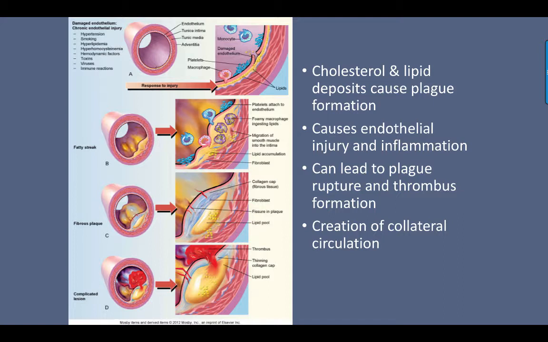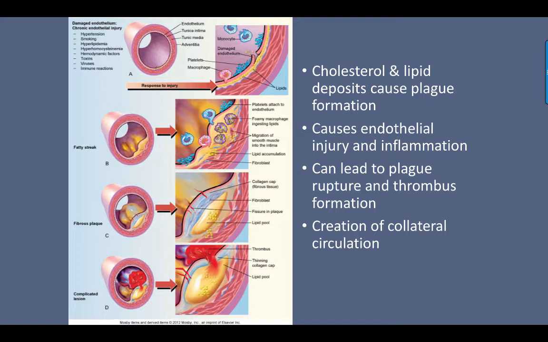Or the most serious, of course, is to have a complete occlusion of this coronary artery, and that causes a myocardial infarction, right? Because the myocardium needs oxygen, it needs blood flow, and when the artery becomes occluded, the area of the heart that it's feeding is not going to get blood, and therefore it's going to die off.